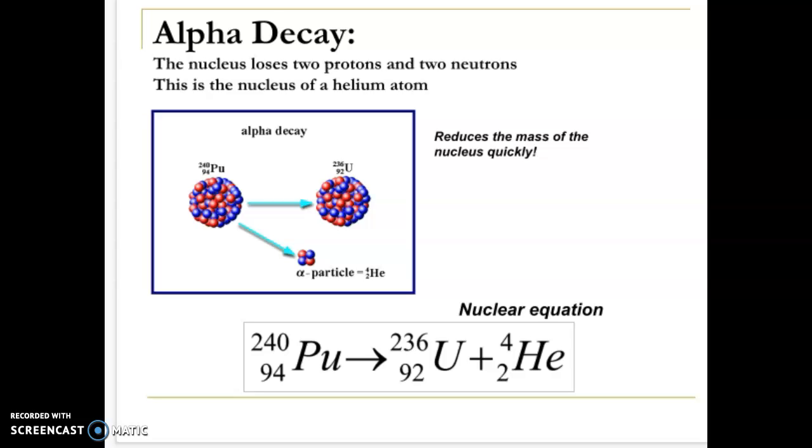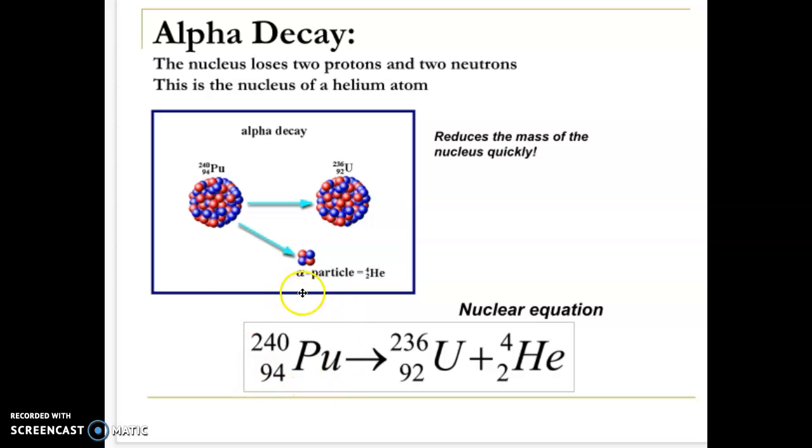Now we're going to stop and look at these in detail. We have alpha decay. Alpha decay is when a nucleus loses an alpha particle and becomes a smaller and more stable nucleus. This is an equation representing that very event.